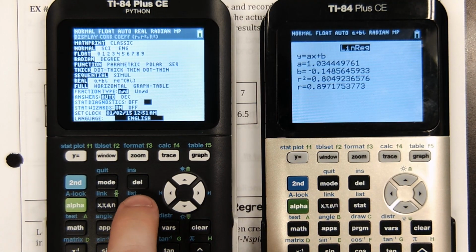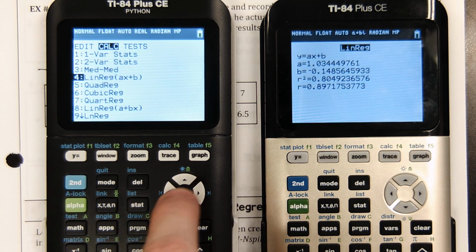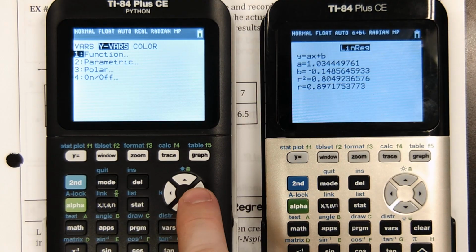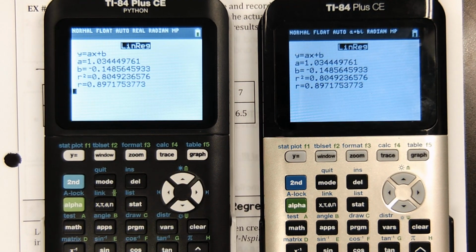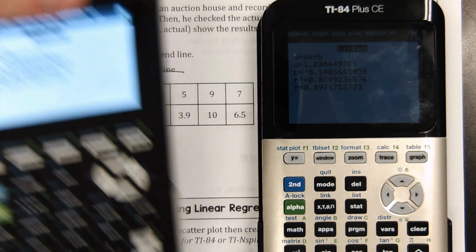Now I'm going to go stat, calc, linreg. I'm just redoing it to bring all the information back. Vars, yvars, function, y1, calculate, and there it is. You don't need r squared and r for this question. I just wanted to make sure that for the future, your calculators show it. Okay? Gavin, there you go.